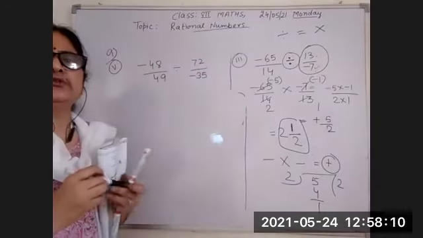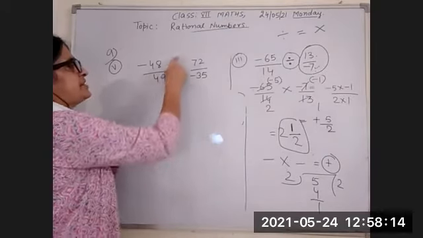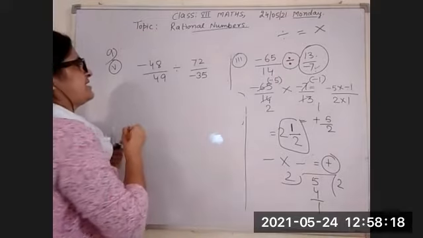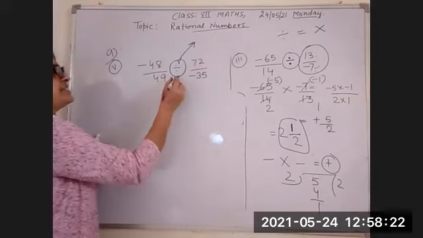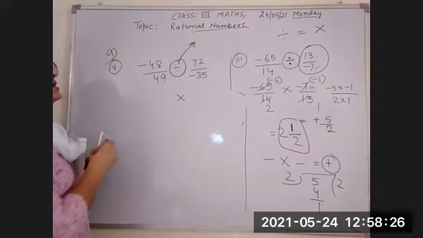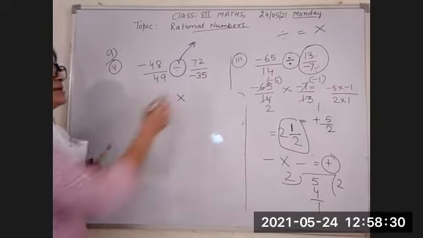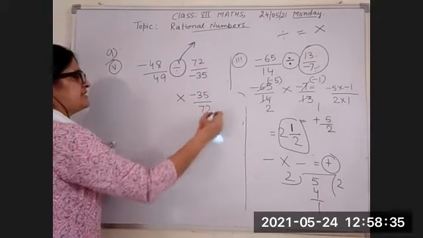The reciprocal you have to take after the divide sign. First you have to change the divide into the multiply sign. Okay. Now you have to take the reciprocal of 72 upon minus 35. It becomes minus 35 upon 72.